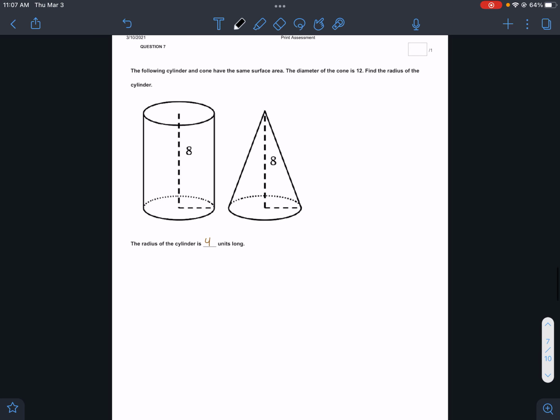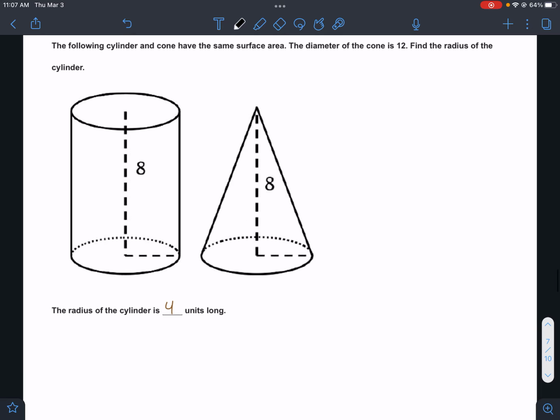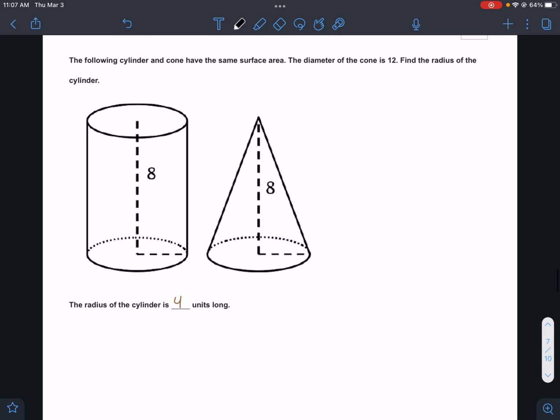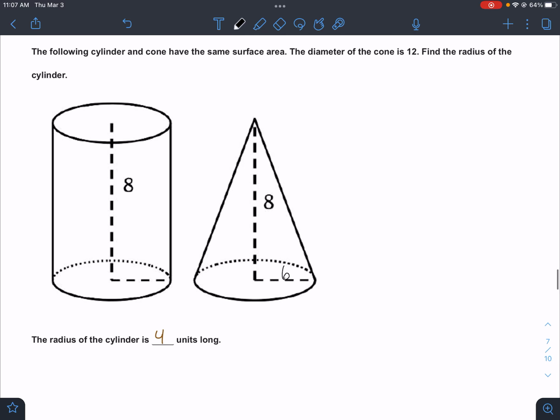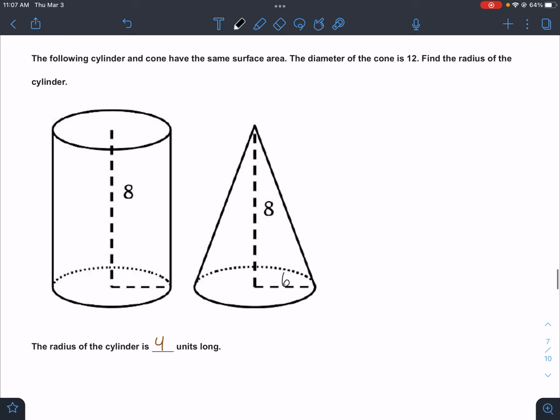Number 7. The following cylinder and cone have the same surface area. The diameter of the cone is 12. I don't care about the diameter. The radius is 6. Find the radius of the cylinder. So they didn't say they have the same radius. They said they have the same surface area.